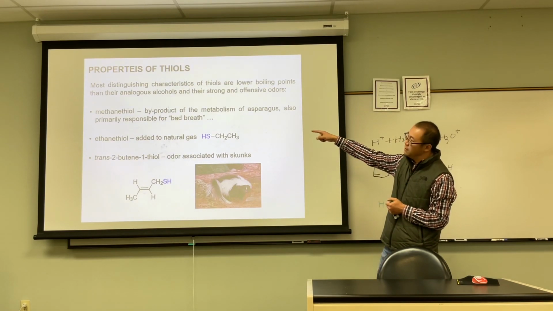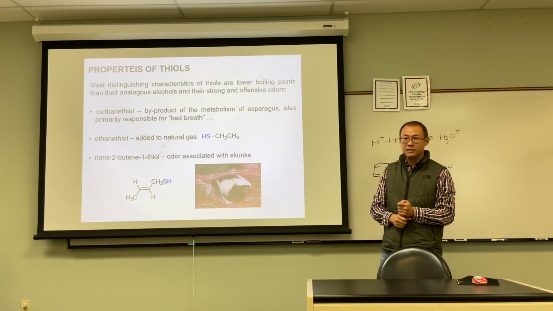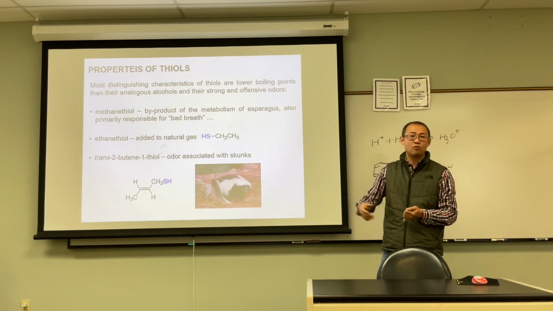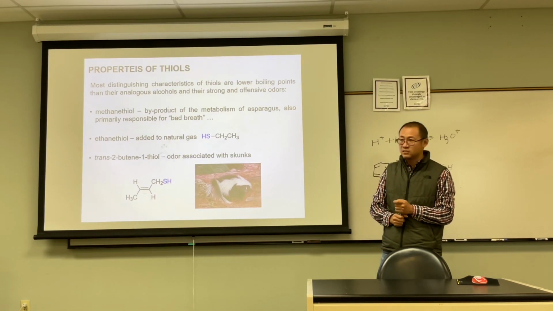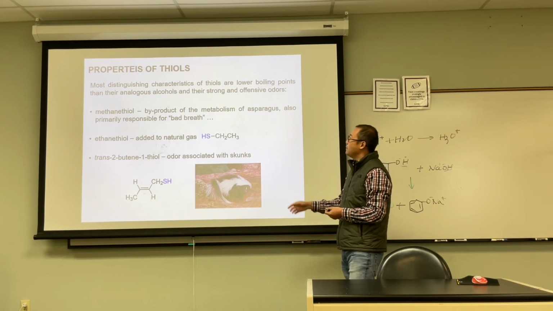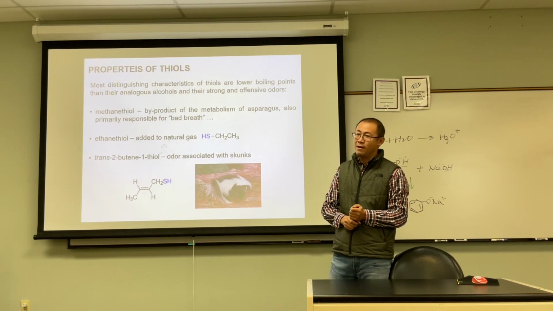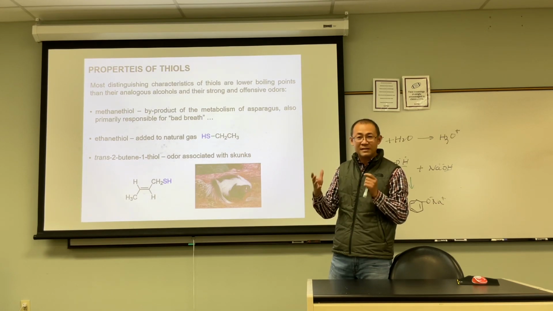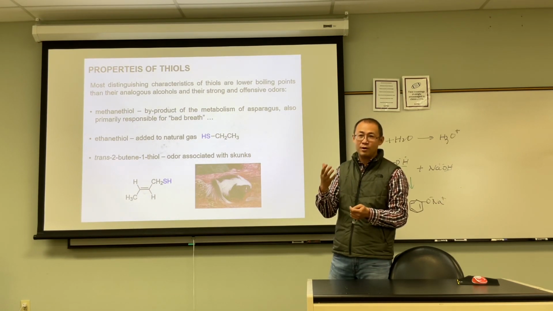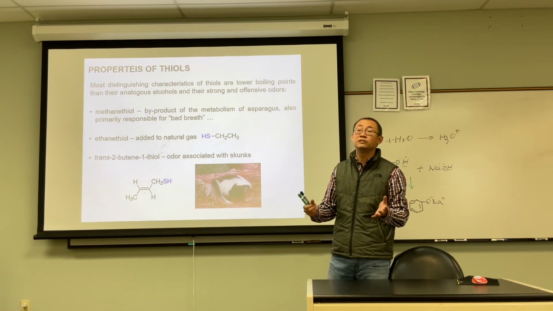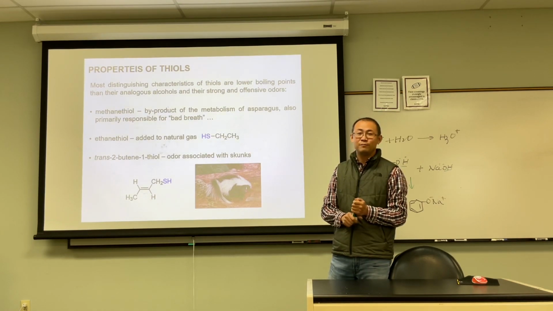For example, methanethiol, which means a methyl group with a thiol group, is a byproduct of the metabolism of asparagus. I don't know if you guys eat asparagus. Sometimes people eat asparagus and they metabolize the methanethiol, so they may have bad breath, or the pee smells really bad. You guys try next time. It depends on different genes, different people. People I know all have the experience.